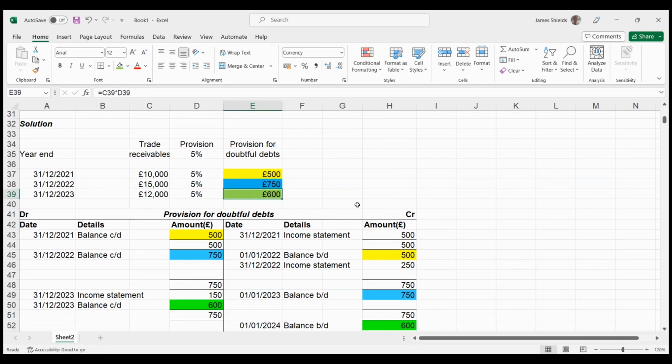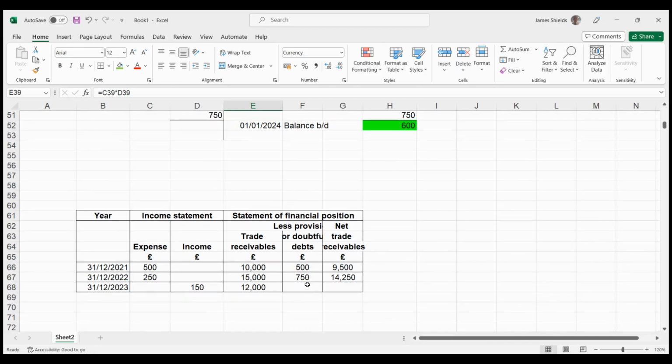Then the final year, December 2023, I go back to the table. We do not expect to get £600. That's our provision. So that's our £600 there. So the net trade receivables is going to be the £12,000 minus what we are not expecting to get, the provision of £600. So we expect then our net trade receivables to be £11,400. So that's your video on provision for doubtful debts.